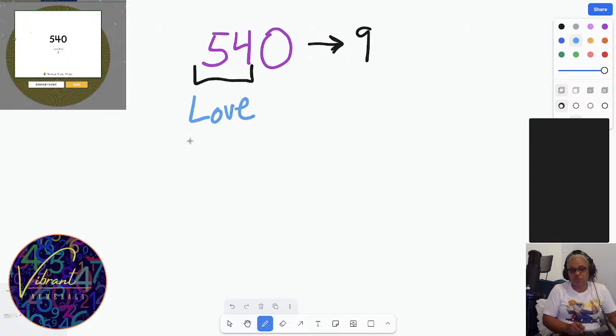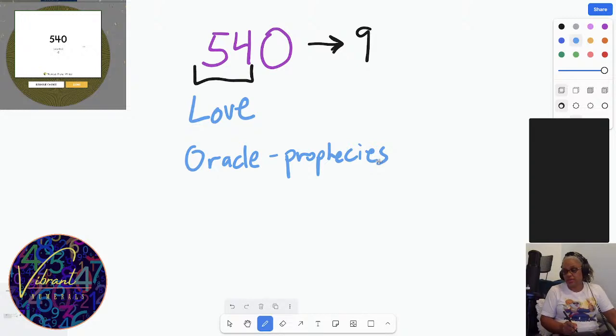Also, 54 is the numerical vibration of the word oracle. And so oracles are where they give you the prophecies. So this week, we actually want to look for these numbers. That's what I was thinking, Judy. That's what I was thinking, but I didn't want to say it out loud because I didn't want to jinx it. But we're looking for any of these.